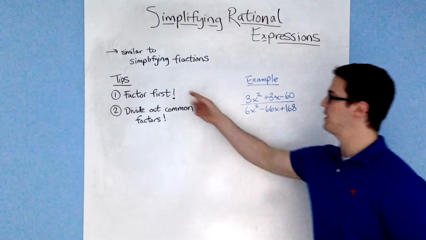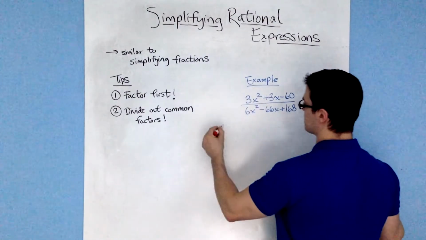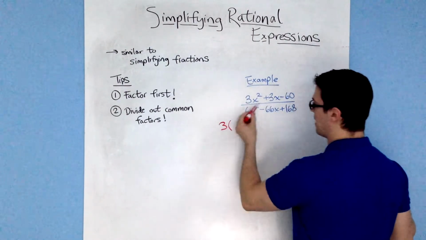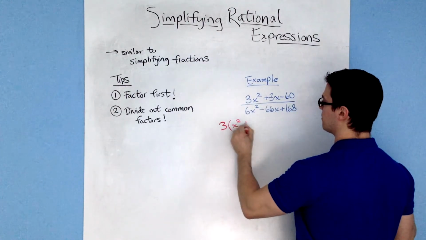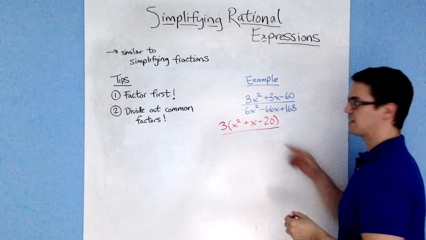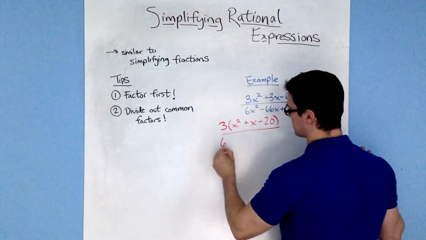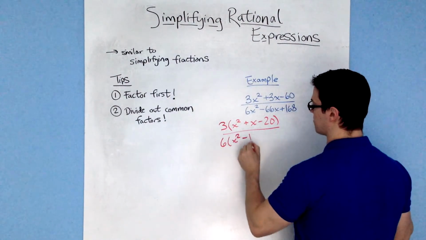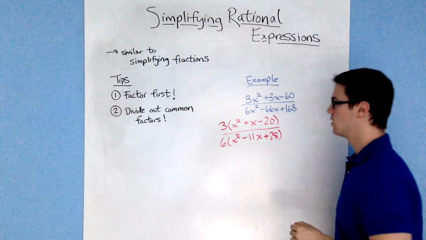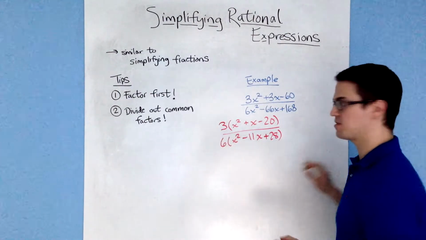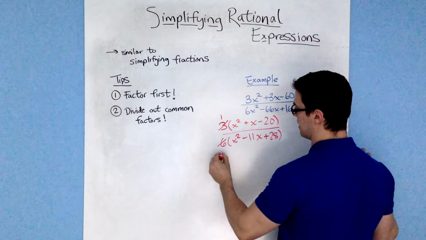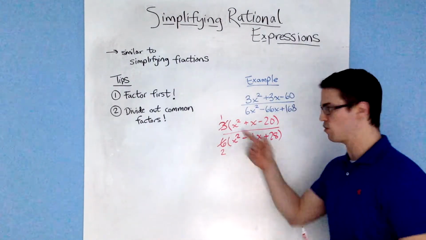All right, so the first thing we want to do is factor everything out. For this top one, I noticed that everything is divisible by 3, so I'm going to factor out a 3 from the polynomial. So you'll have x squared plus x minus 20 at the top. And for this bottom one, I can factor out a 6 from each of these terms, and you'll end up with 6 times the quantity x squared minus 11x plus 28. Now right away you can see we have a 3 over 6, so we can divide out common factors. The common factor here would be 3, so I'm going to divide this by 3 and divide this by 3, so 3 over 6 is the same as 1 over 2.